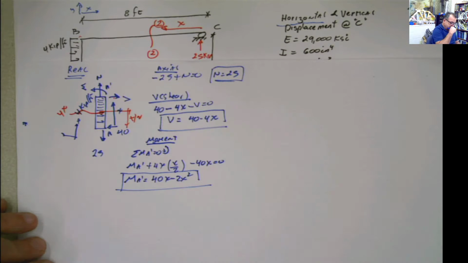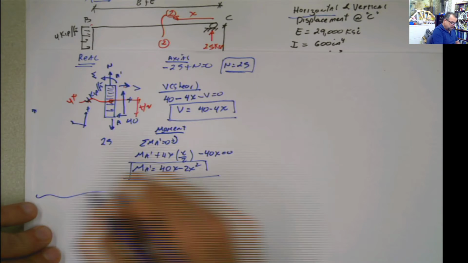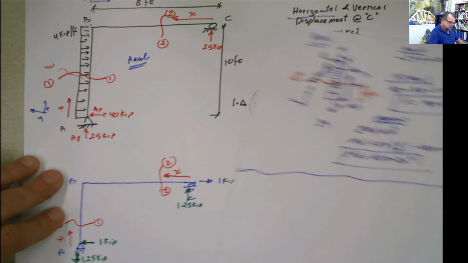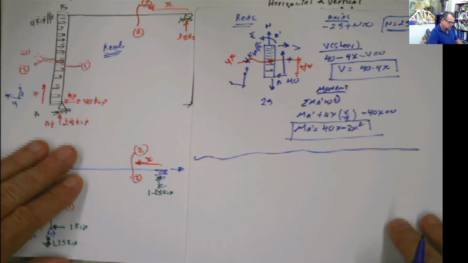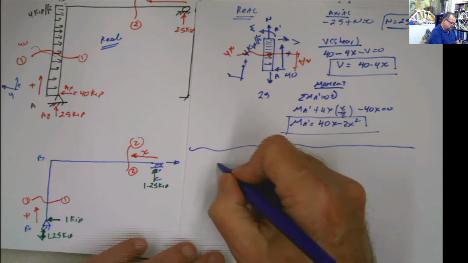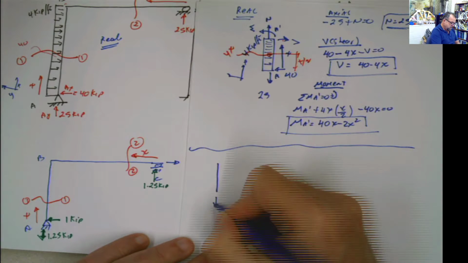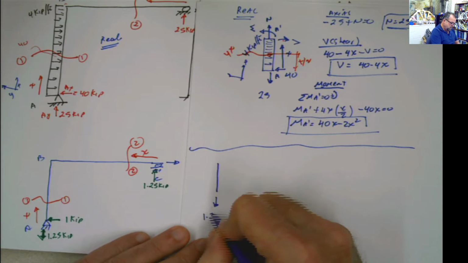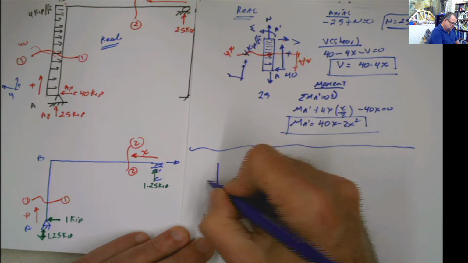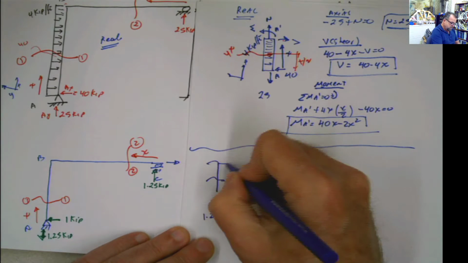Now we should repeat the same thing for the virtual. Let's work the virtual here. The virtual is this one. So I'm going to work the virtual here for the first section. What do you have for the first section? You have this value here, 1.25, this value here, 1, and one section.